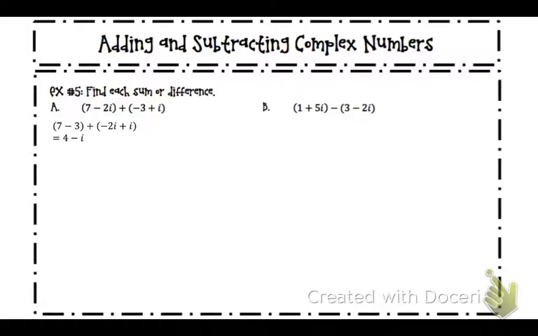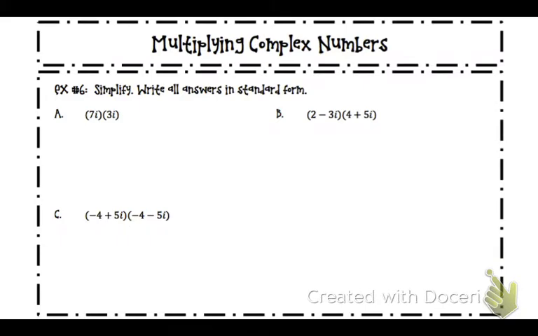Okay, on B, we have to distribute that subtraction sign first. So that becomes plus negative 3 plus 2i. Okay, and then you just combine like terms. So 1 minus 3, and then 5i plus 2i. 1 minus 3 is negative 2, 5i plus 2i is 7i, and you're done. Okay, pretty straightforward. Just a couple more.